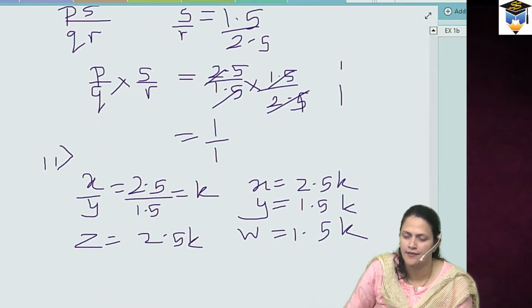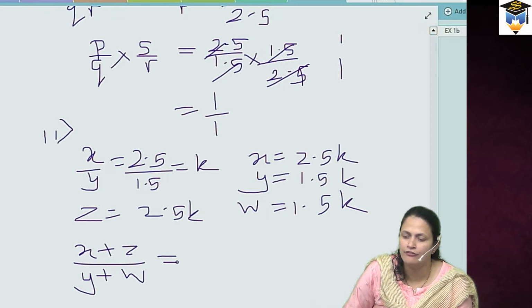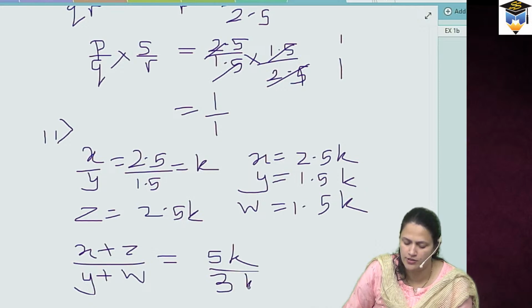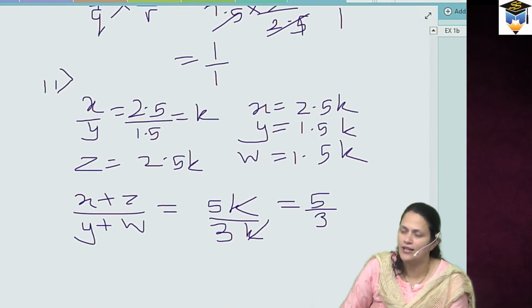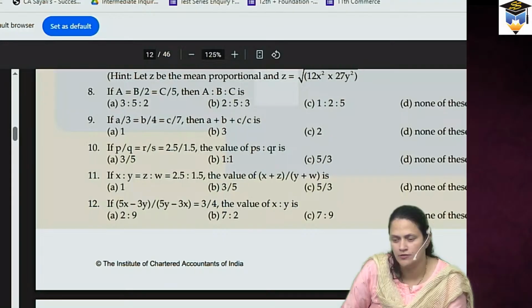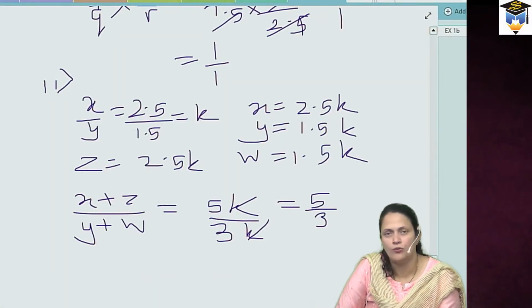So x plus z, substitute the values. So 2.5 plus 2.5 that is 5k. 1.5 plus 1.5 that is 3k. The ratio is 5 upon 3. Option C for the 11th sum.